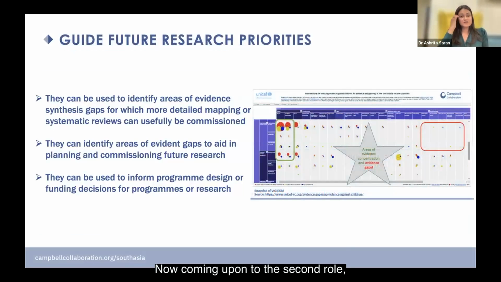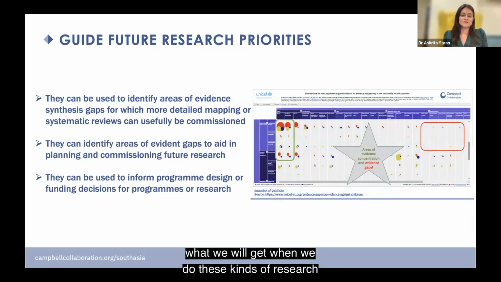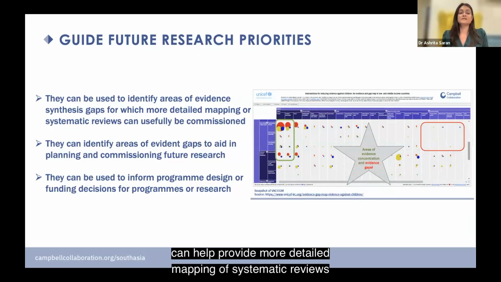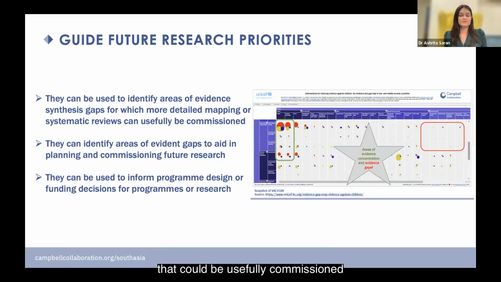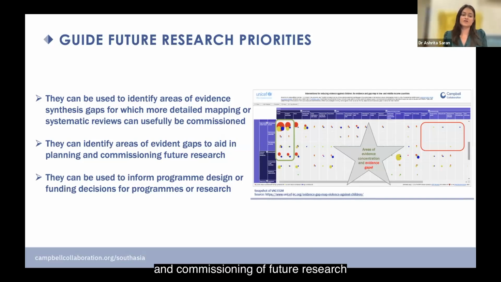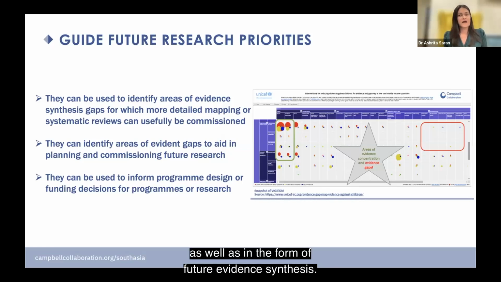Now, coming to the second role, which is to guide future research priorities. Like I mentioned, since we are exploring a very broad body of research, what we get when we do these kinds of reviews is areas of evidence concentration in the form of impact evaluations or systematic reviews. So if you have identified areas of evidence concentration in impact evaluations, these big picture reviews can help provide more detailed mapping or systematic reviews that could usefully be commissioned on those areas. Similarly, they can also help us identify areas of evidence gaps that can aid in planning and commissioning of future research in the form of impact evaluations, as well as future evidence synthesis.